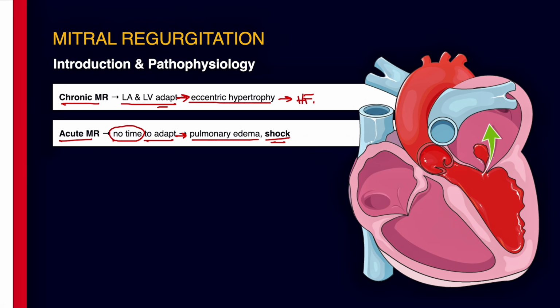So a quick recap for you guys. MR: backflow from left ventricle to left atrium during systole. Primary MR: valve problem. Secondary MR: LV problem. Chronic MR: dilation and compensation. Acute MR: pressure overload, pulmonary edema, and shock.